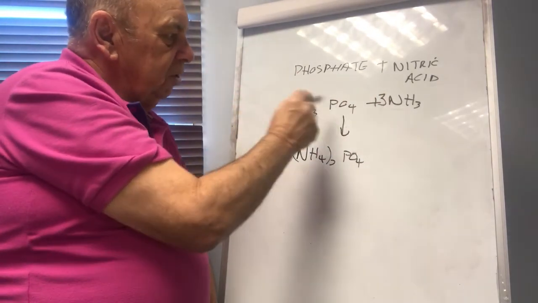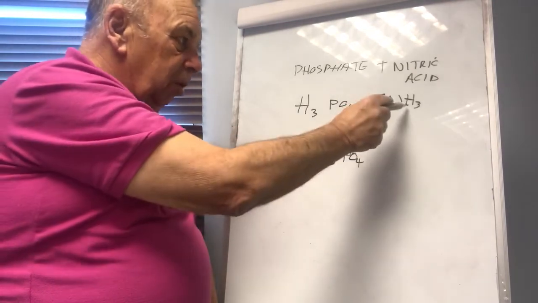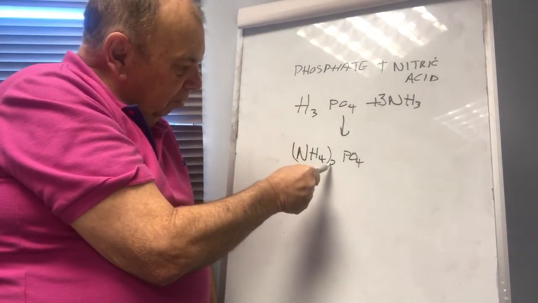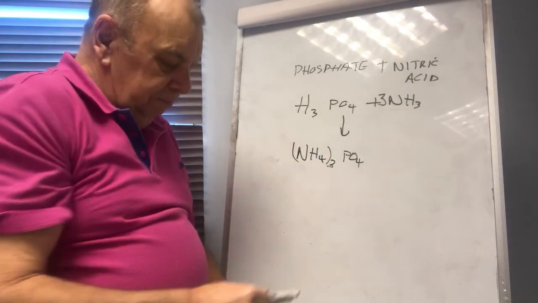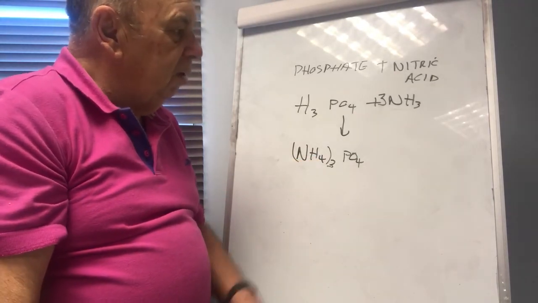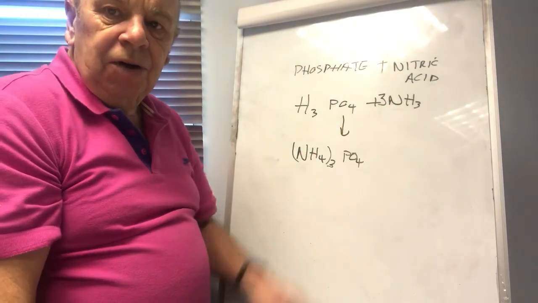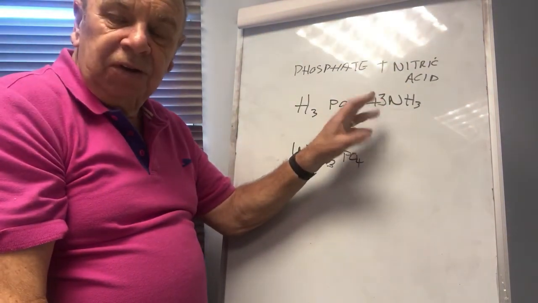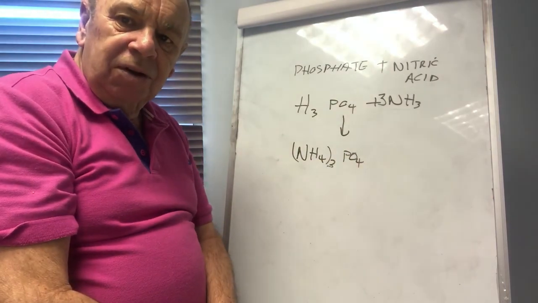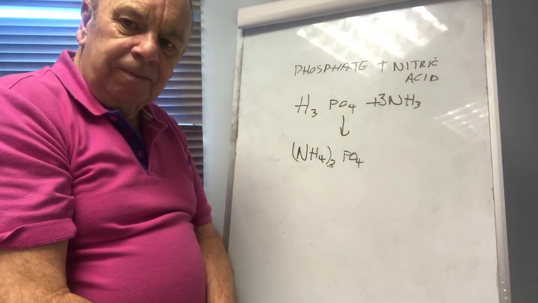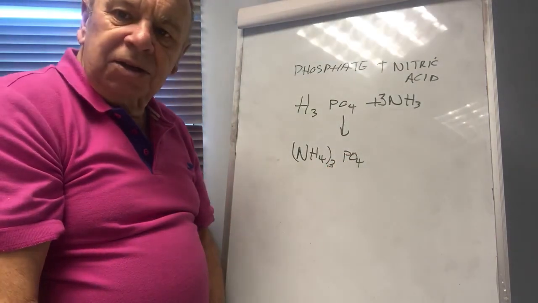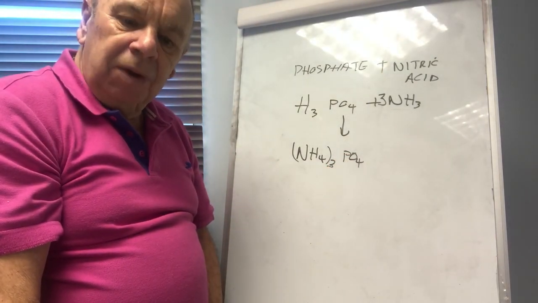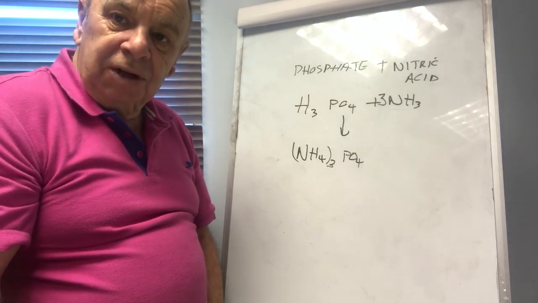Phosphoric acid reacts with ammonia to produce ammonium phosphate, and also the nitric acid reacts with any calcium salts that you've got, and it forms other nitrates as well. And that is basically how fertilizers are made using ammonia.